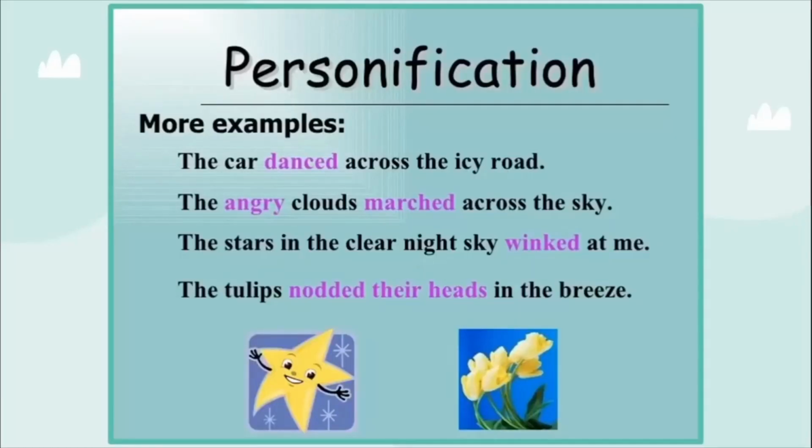There are some more examples. The car danced. The angry clouds marched. Now the clouds do not have any kind of emotions. They cannot be angry. The stars in the clear sky winked at me. Again, we saw the star winking example in the previous slide. The tulips nodded their heads. Now tulips don't have heads. Flowers don't have heads. But they are saying that they nodded their heads. And nodding is also a movement which is, you can say, unique to animals and human beings. So these are all examples of personification.